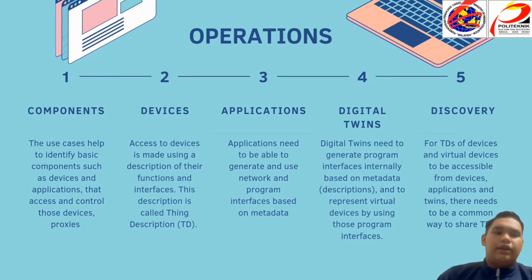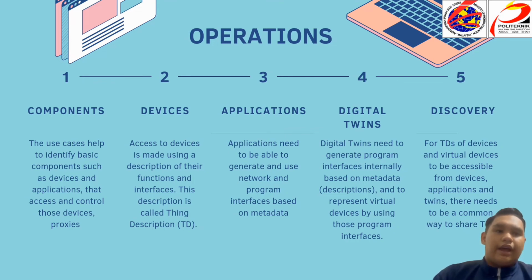Okay, after that, we go to the operation. In operation, we have 7. First, components. Second, devices. Third, applications. Fourth, digital twins. Fifth, discovery. Sixth, security. And lastly, accessibility. We go to the components first.